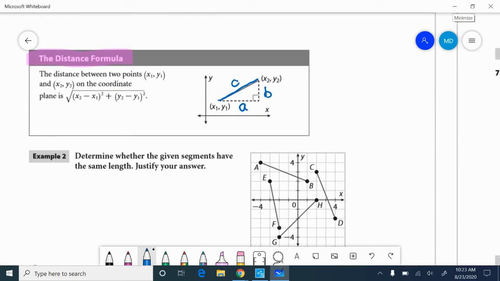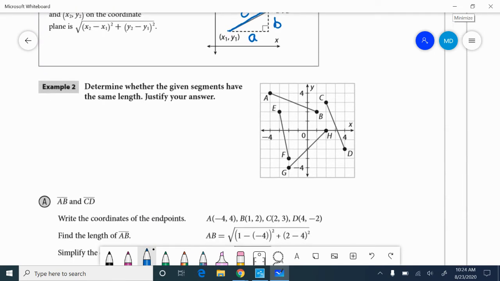Okay, so we're just rewriting it. And now we're going to be able to use that. So let's look at example 2: determine whether the given segments have the same length. You have to justify your answer. So, I mean, you could look at that and say, yeah, I think it's close. But in mathematics, that's not justifying your answer. We're going to have to do some proving that it is actually true.